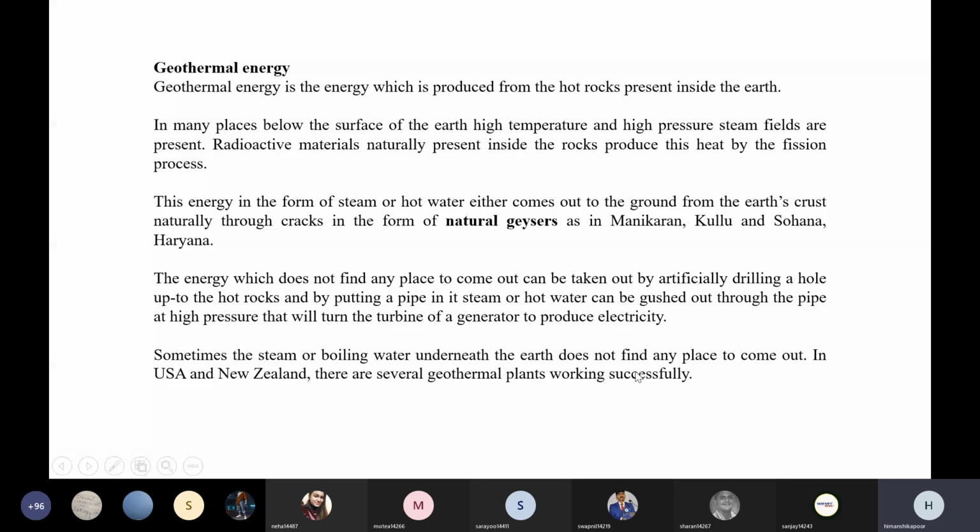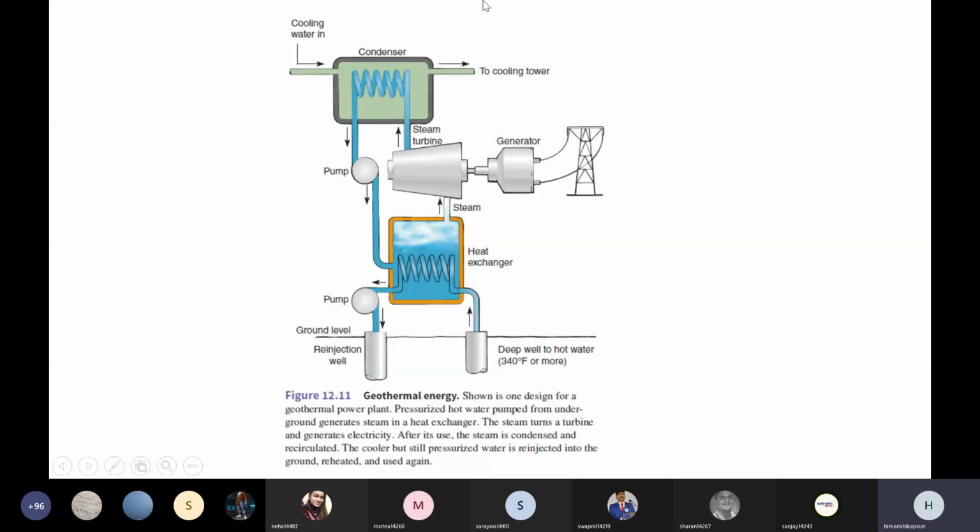We can also drill holes and take out this hot water, and then use this hot water or steam to rotate the turbine to produce electricity. This is how geothermal energy is harnessed. In this slide, I am going to show you this diagram. This is a geothermal energy power plant.